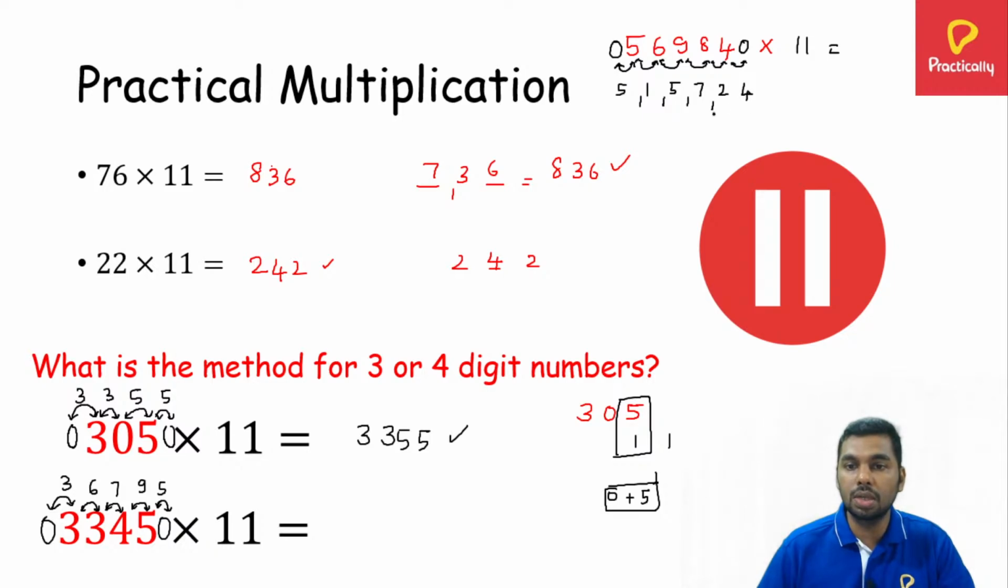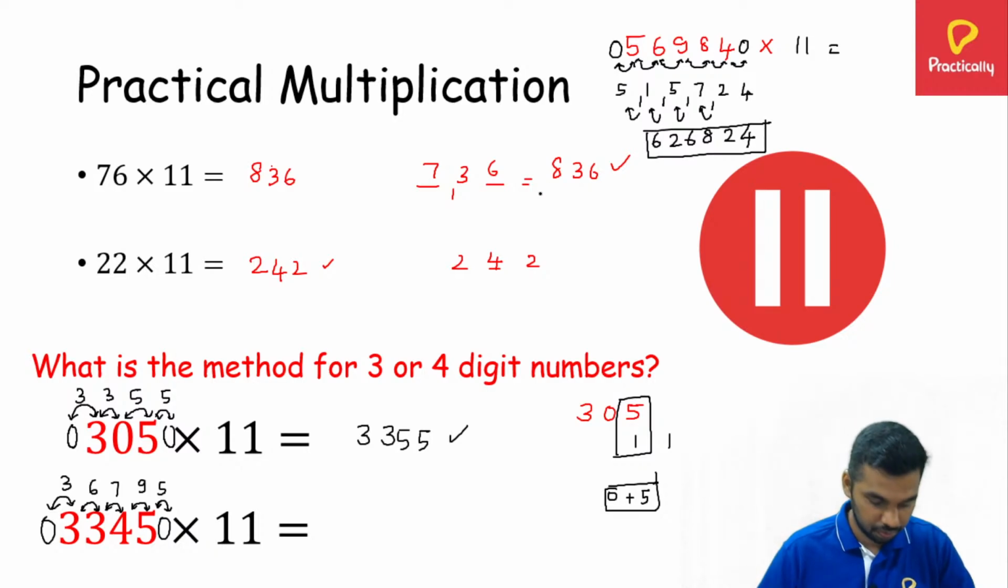Now start using carry from right to left. So if I start writing, this should be 4, 2. This one will add with 7 to give 8. This one will add with 5 to give 6. This will add here to give 2. This will add here to give 6. So the answer is going to be 626824.